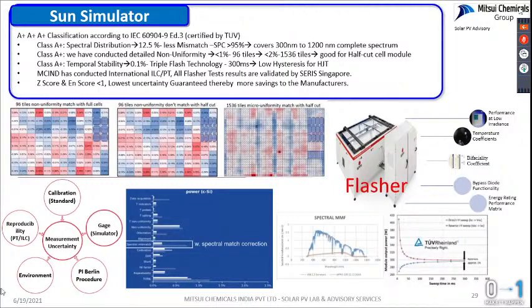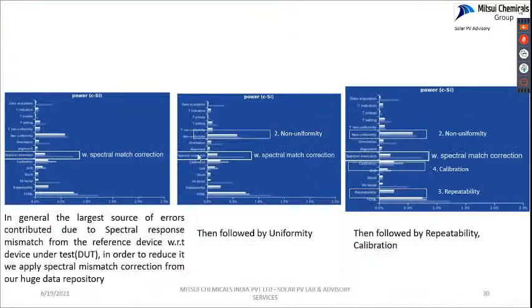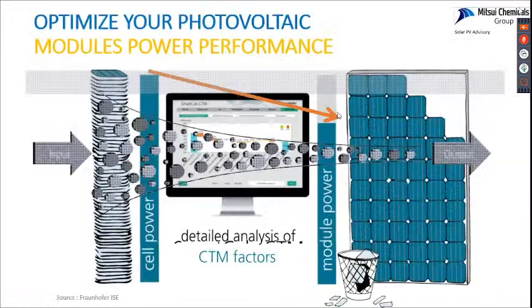So I don't want to go into detail. Basically, this is the non-uniformity map for a full cell and a half-cut cell. We generally measure at every inch of the sun simulator, so we know the error contributing to the measurements. This slide shows the major contributors in power measurements, because power is the driving factor in the PV market. One is the spectral mismatch correction, which is a majorly neglected thing, then non-uniformities, and calibration and repeatability of the equipment itself.